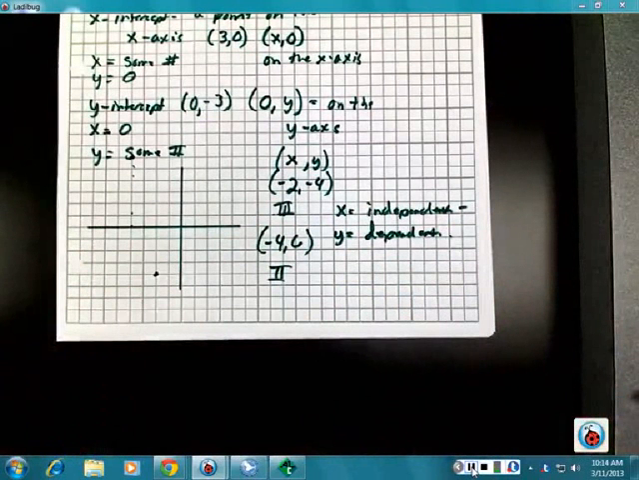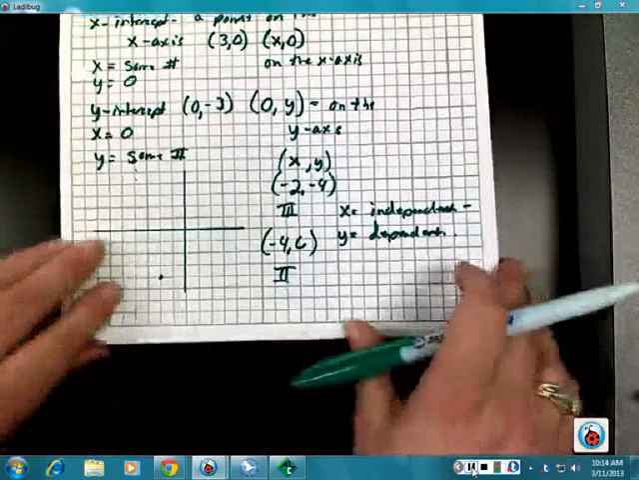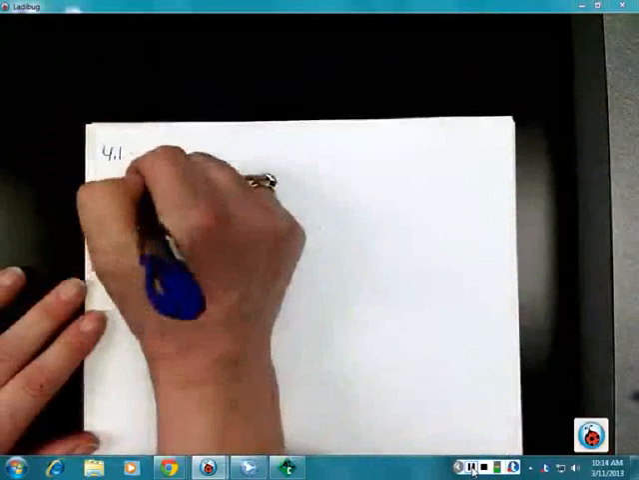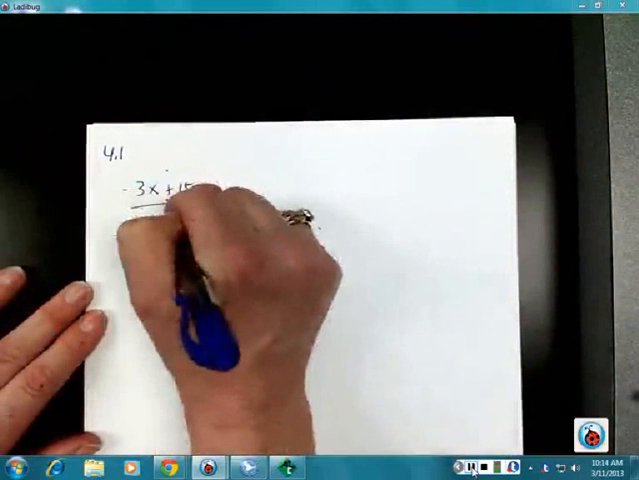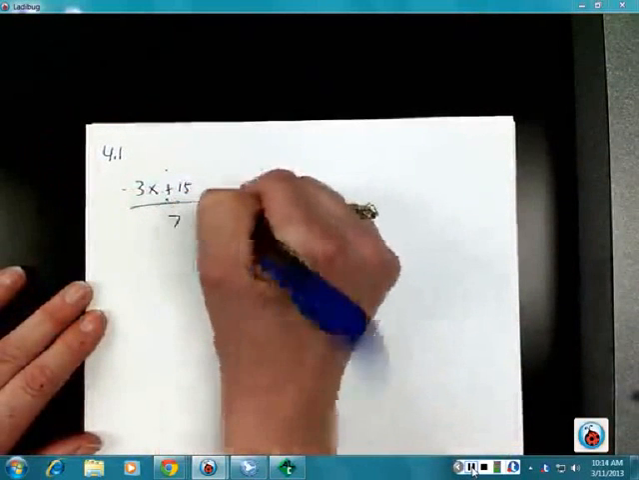So we okay with plotting points? Okay. Now, what happens with these is as we work with those, we end up having equations. So this is still 4.1, and they might give you the equation of negative 3x plus 15 over 7 is equal to y.